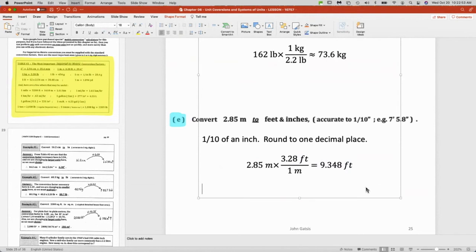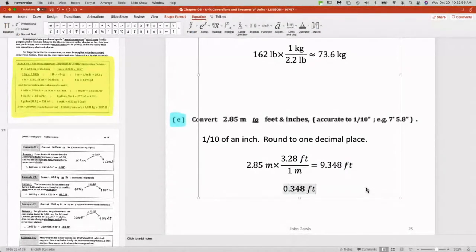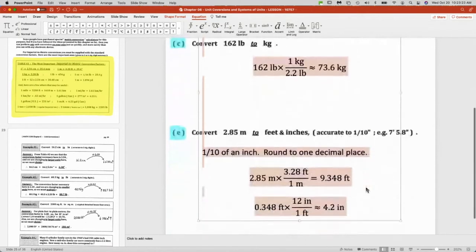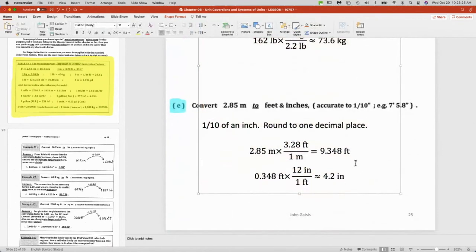So what I'm going to do is, and you've seen this many times with me in the semester already, 0.348 feet, I'm going to multiply that by 12 inches in 1 foot. So if we take the 0.348, and I'm doing it on my calculator as well, you get 4.2. So that gives us pretty much the final answer. The answer is 9 feet, 4.2 inches.